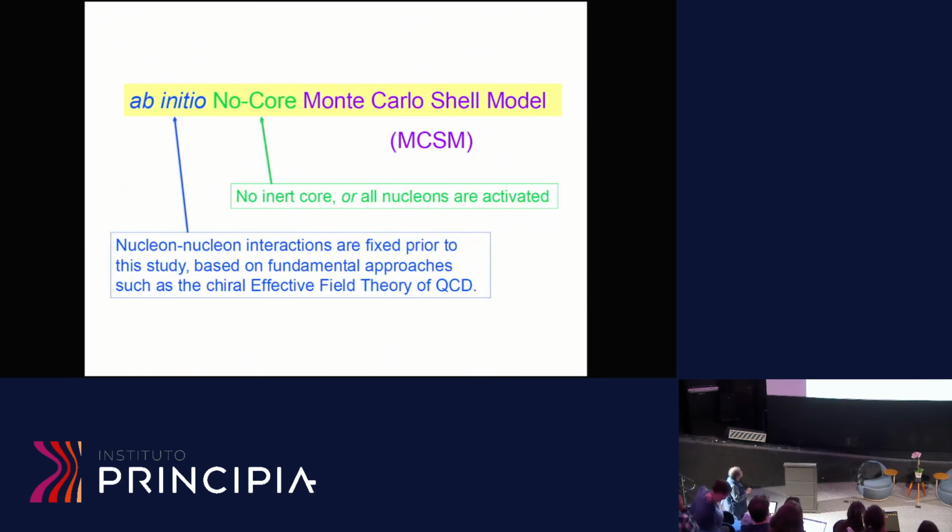Okay, then we apply this Monte Carlo shell model to some problems in an ab initio way, and also within the framework of the no-core shell model. As you know, no-core shell model means that there is no inert core and all nucleons are active. Ab initio means nucleon-nucleon interactions are fixed prior to the study, based on fundamental properties and so on.